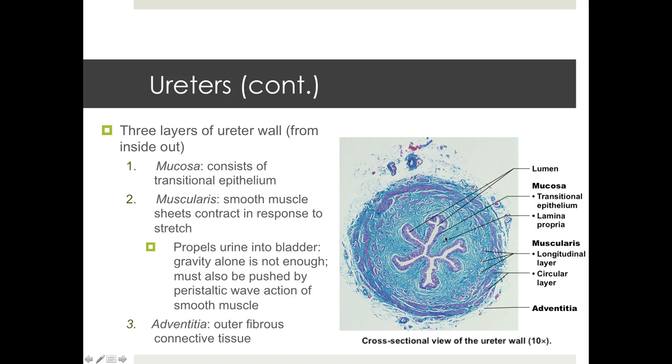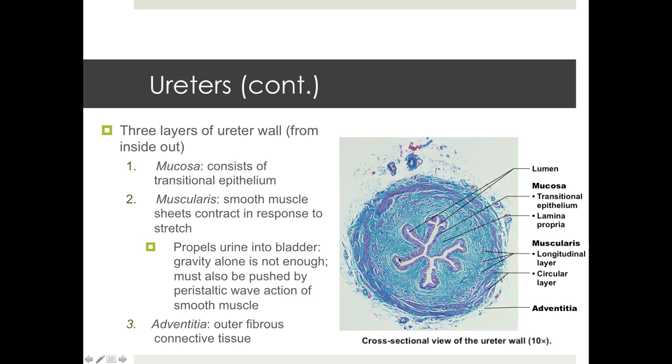Let's talk a little bit about the histology of our ureters. We're going to have 3 layers of our ureter wall, and I want you to be very careful that you don't mix up these layers with what we have going on in the digestive system. This is separate. This is the urinary system, although it does follow a similar pattern. So if we're looking at the internal surface of our ureter, that is going to be called our mucosa here, and it consists of transitional epithelium.